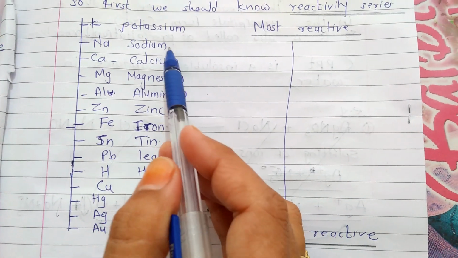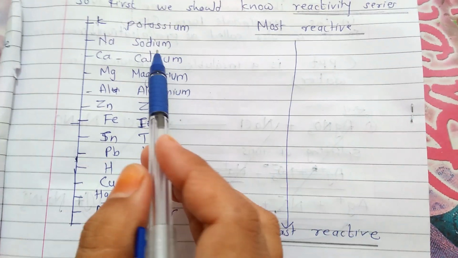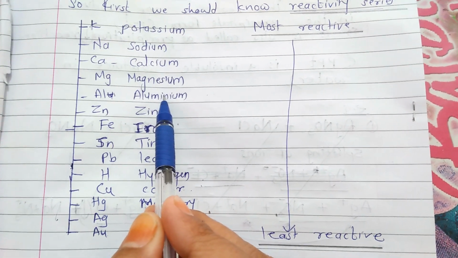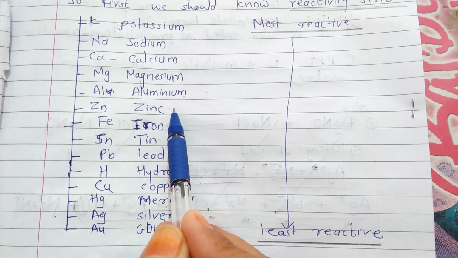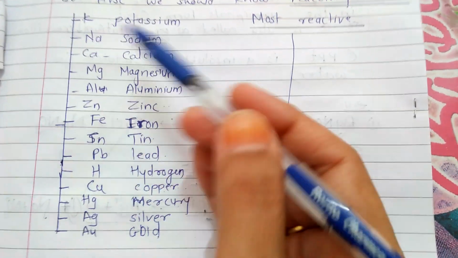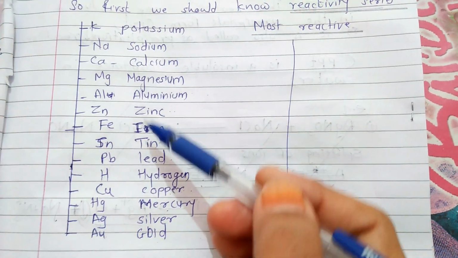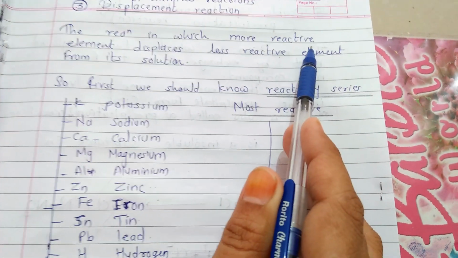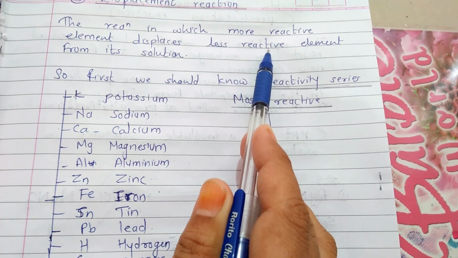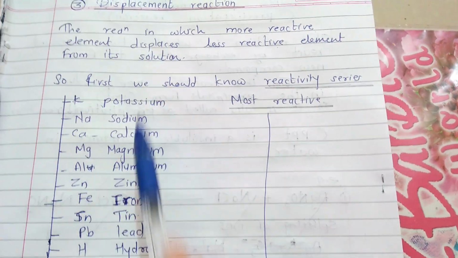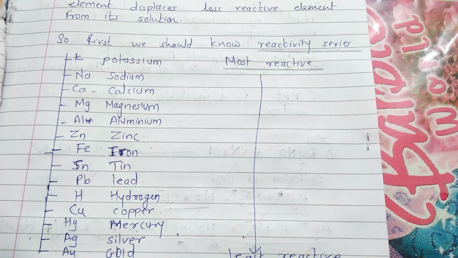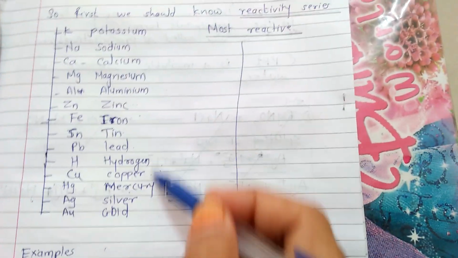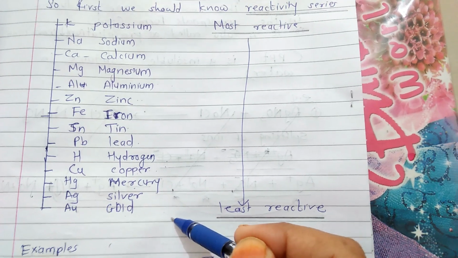If we compare sodium and aluminium, the more reactive element is sodium and the less reactive element is aluminium. But if we compare aluminium and zinc, aluminium is more reactive and zinc is less reactive. So the element which is above is more reactive and the element which is lower is less reactive. In a displacement reaction, the more reactive element displaces the less reactive element from its solution, so the less reactive element should be in the solution state.